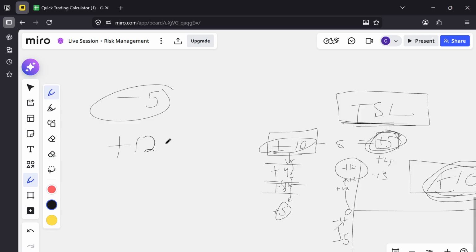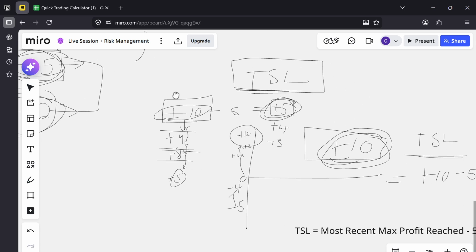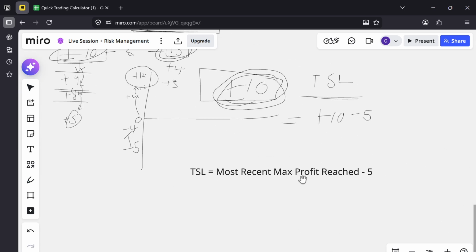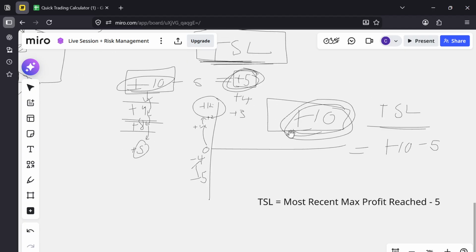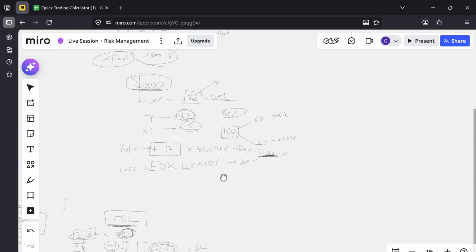Best case scenario, we're winning 12 units, and anything greater than the minus 5 and up to the plus 12 is always good, okay? The last thing you obviously want is to hit the minus 5 stop loss. But like I said, all it takes is to go up to a brand new maximum profit reached. All you have to do is subtract it by 5 and you've got a brand new level as your trailing stop loss. We're going to see exactly how this is going to work very soon.